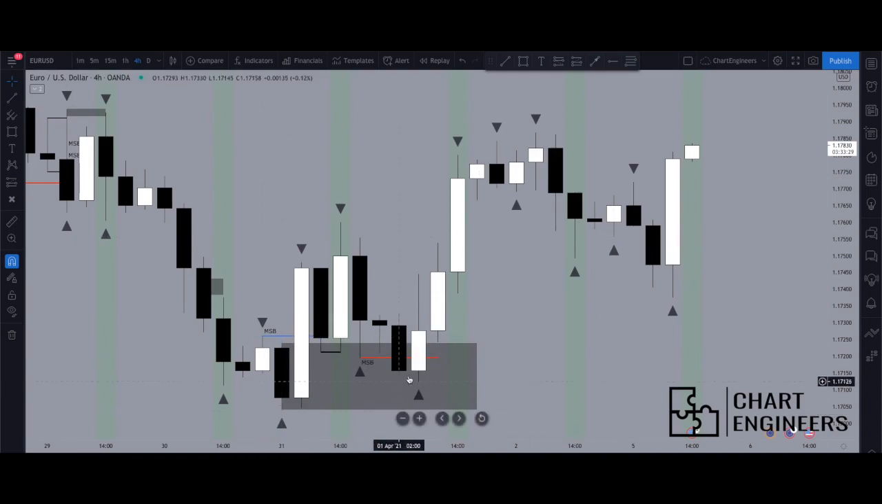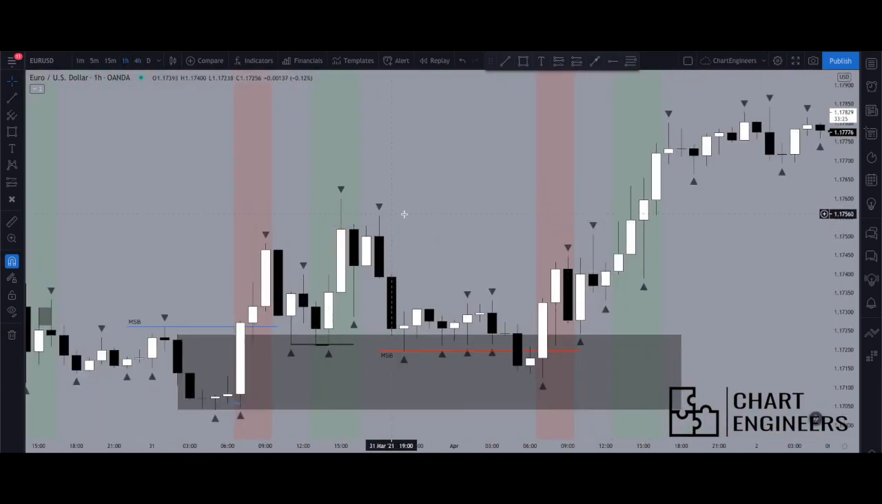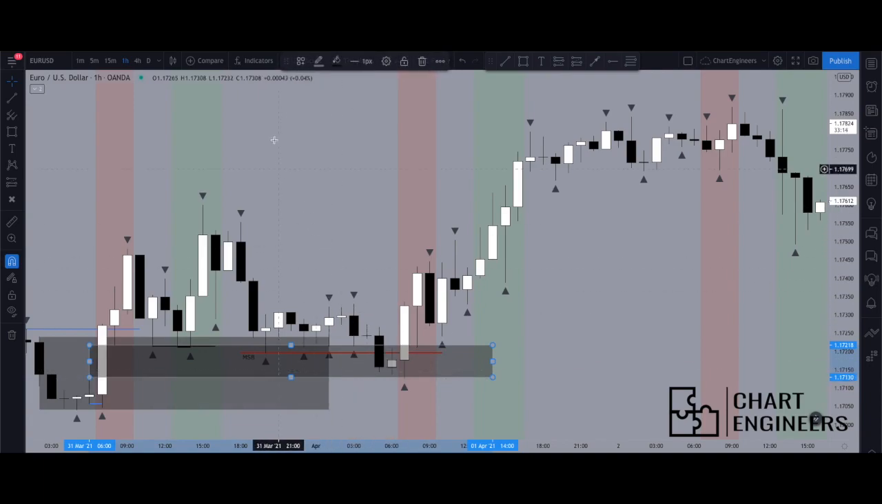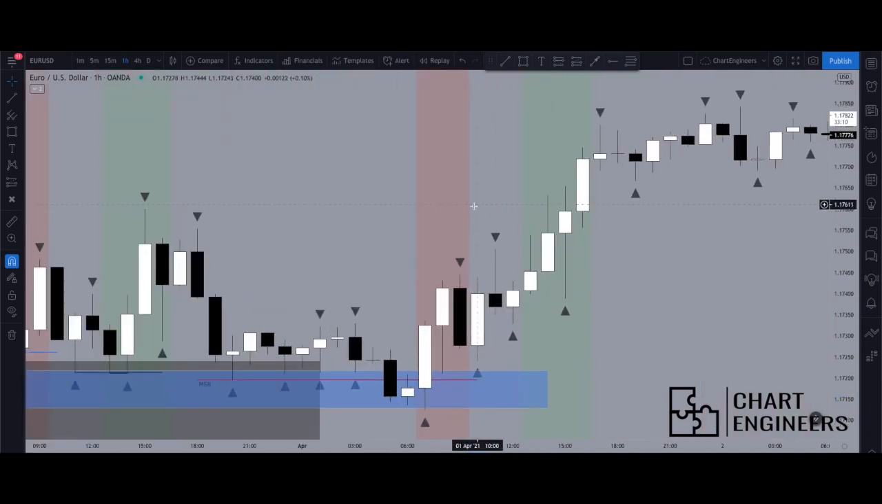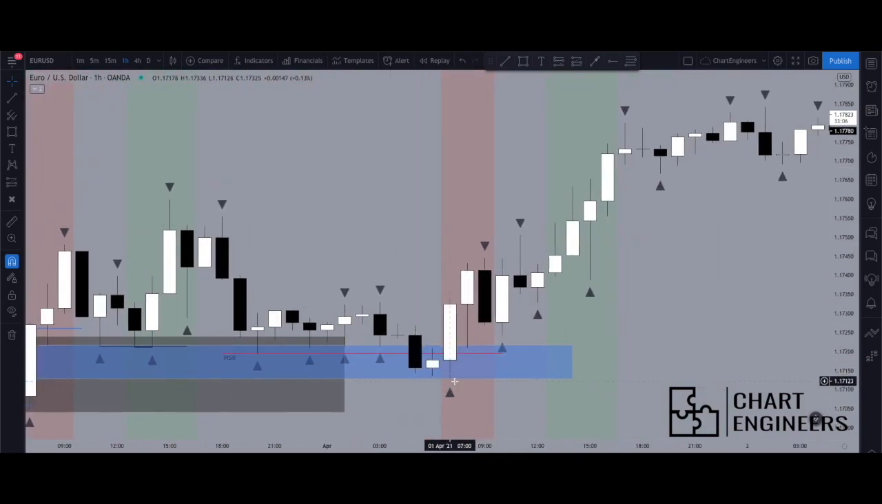So this is the H4. Then move on to H1, and we see that price has a H1 fair value gap over here. So a H1 fair value gap within the H4 order block. So fair value gap, price fills it at 7 AM.